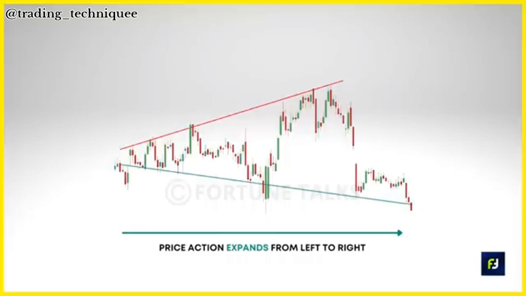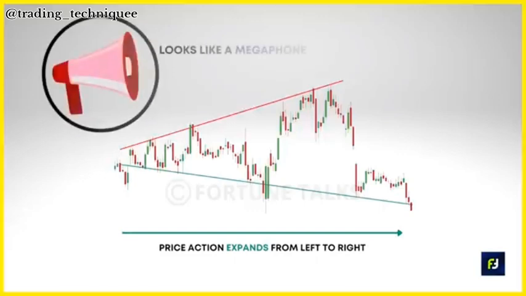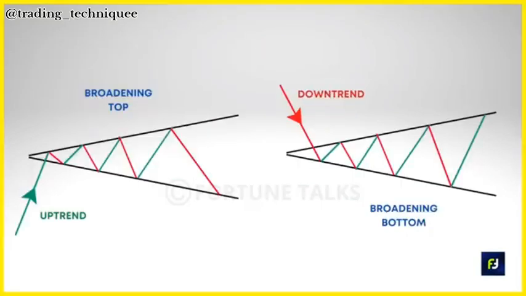This is one of the reasons why this pattern is tougher to trade than other chart patterns, as the lows and highs get taken out one by one. It is also called a megaphone pattern because of the expanding shape of the consolidation. Now, when it comes to the identification of this pattern, it can be formed during an uptrend or a downtrend, and it is referred to as a broadening top when it is formed during an uptrend and a broadening bottom when it is formed during a downtrend.